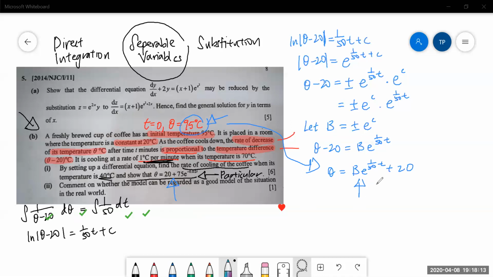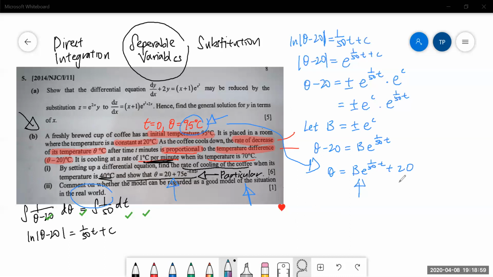So comment on whether the model can be regarded as a good model of the situation in the real world. Usually for this part, we might have to use the graph to determine, because they say in the real world. So you have to see whether it is realistic or not. Is it a realistic model? If the graph keeps going up or keeps going down, then it's not realistic. So you have to plot the graph to determine on your own. There's no one fixed answer to it.